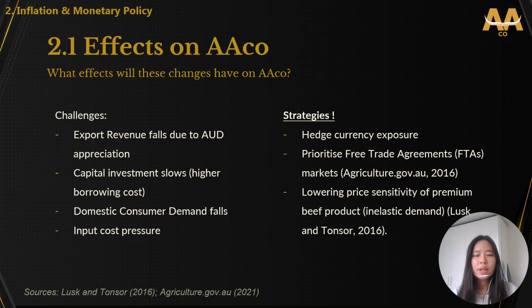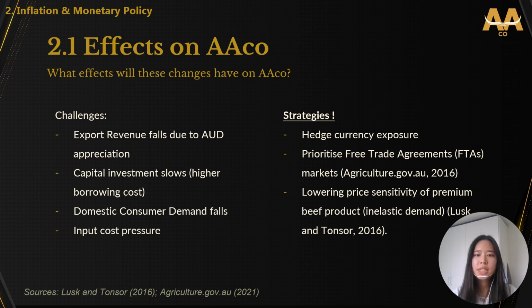So what does this mean for AACO? The challenge is that higher interest rates mean our domestic customers will have less disposable income, therefore not spending it on our premium beef. This lowers our profit, and capital investment in expanding our operations also becomes more expensive.